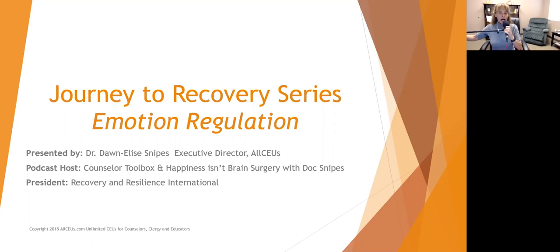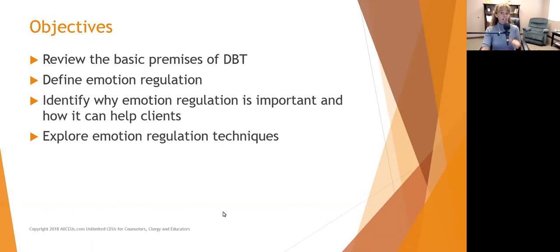But today we're going to really talk about, okay, once you are triggered in some way, or you're starting to dysregulate, what can you do to deal with that? And we're going to talk a lot about some principles of dialectical behavior therapy today. So we're going to review the basic premises of DBT, define emotion regulation, identify why it's important and how it can help clients, because we remember with adult education, we want clients to understand, why do they care? Why is it important for them to pay attention? And we'll explore some emotion regulation techniques.